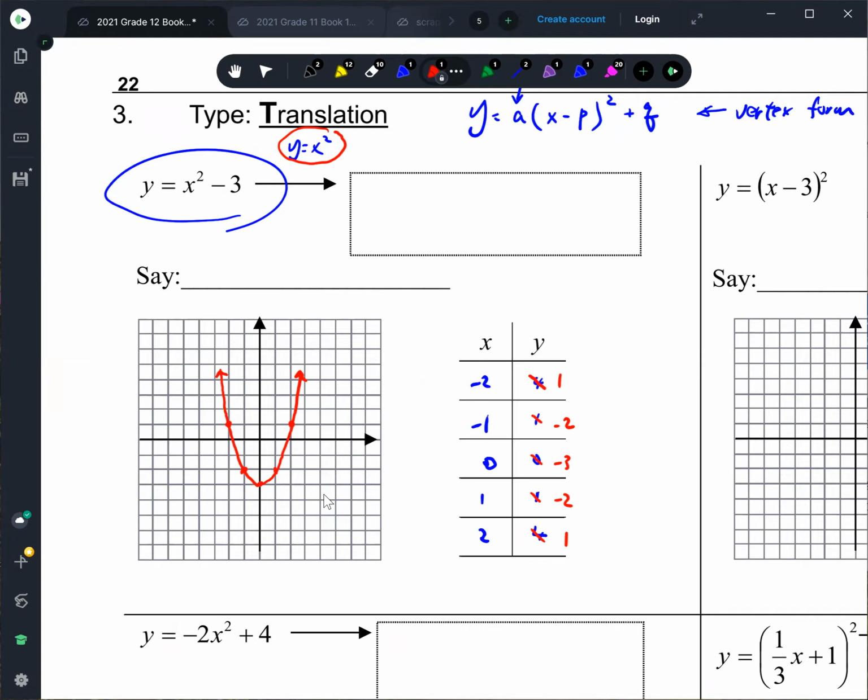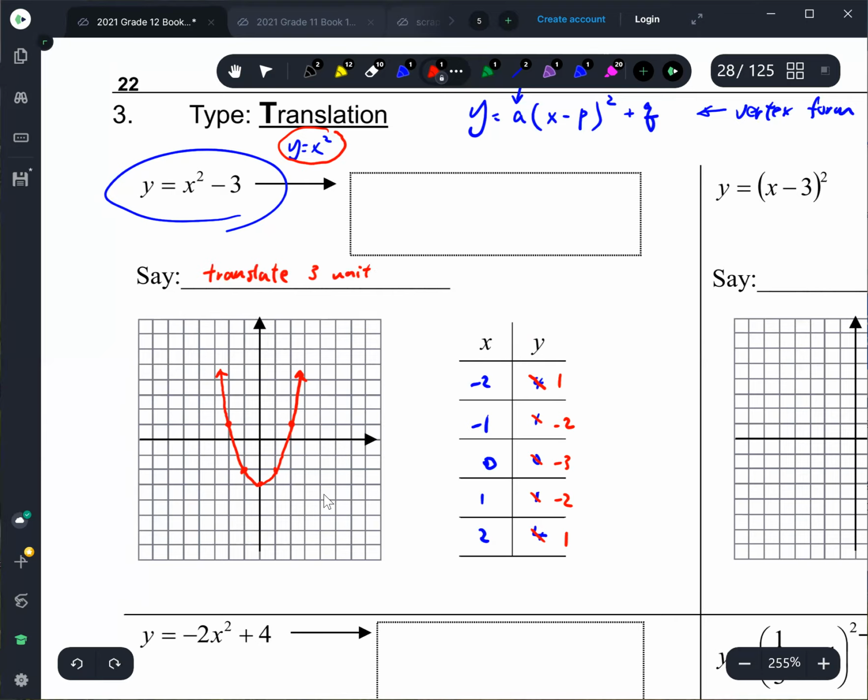Would it be moved down by 3? That's right. Okay. So every single point of your basic has been moved downwards by 3, right? So instead of using the word move, we use the word translate. So you can say translate three units down. You can say translate 3 units down, or you can say translate down by 3. Either way.